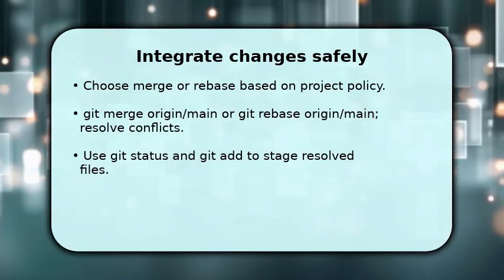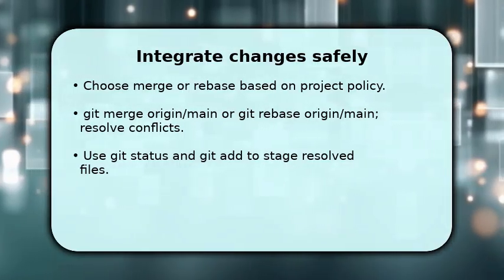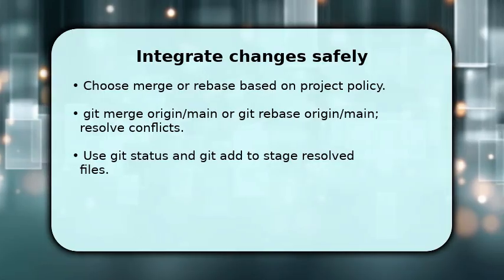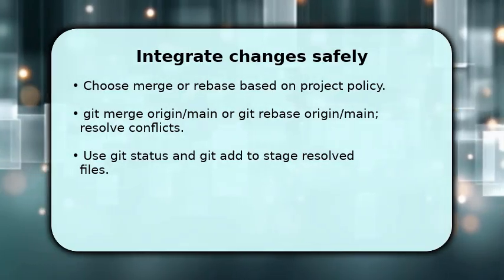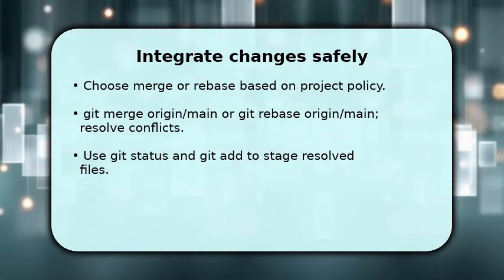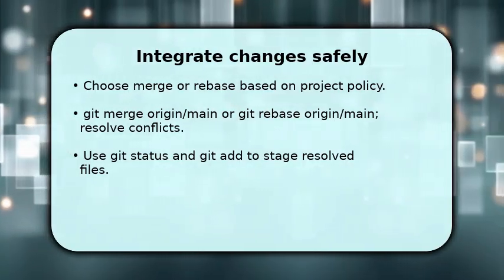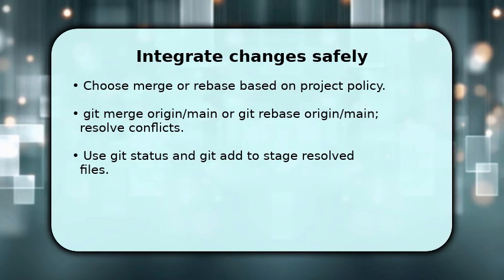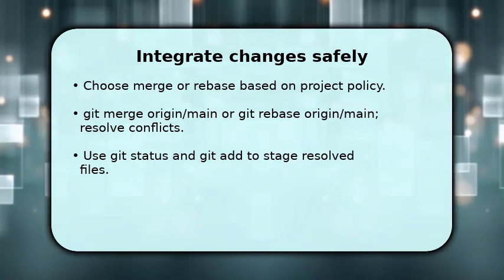When conflicts appear, open the conflicted files, make deliberate edits, then git add each resolved file and continue with git rebase --continue or commit the merge. Make sure to run tests or linters after resolving, because integration can introduce regressions even when conflicts are cleanly resolved.